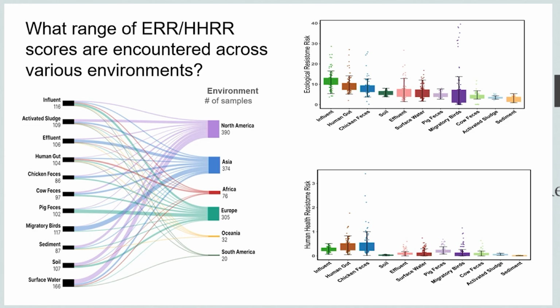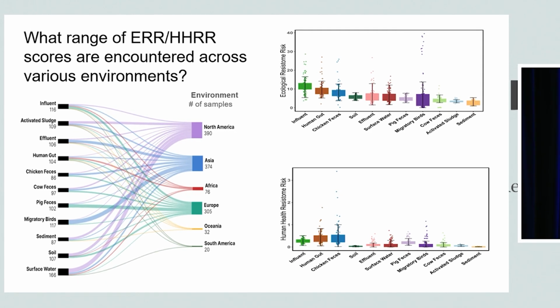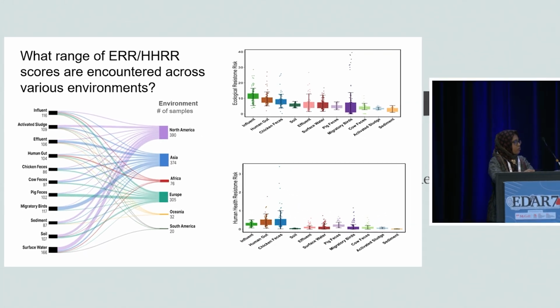And when we compared the risk score, we noticed that the influent samples have the highest ecological resistance risk, and the chicken feces samples have the highest human health resistance risk. And the results were as we expected.